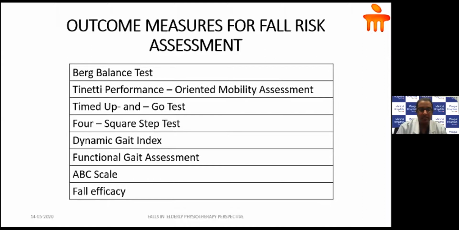And the ABC and fall efficacy scales are used for finding out whether they have any fear during activities in their day-to-day living. The ABC is scored out of 100 percent. If the score is less than 67 percent, it indicates more risk for fall, especially because of fear.